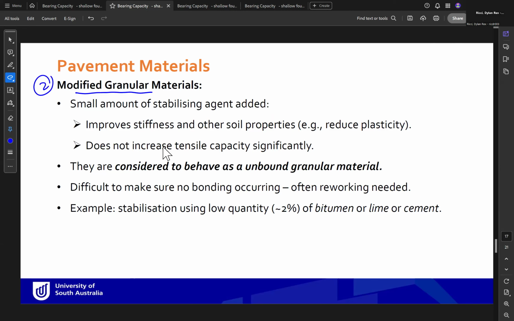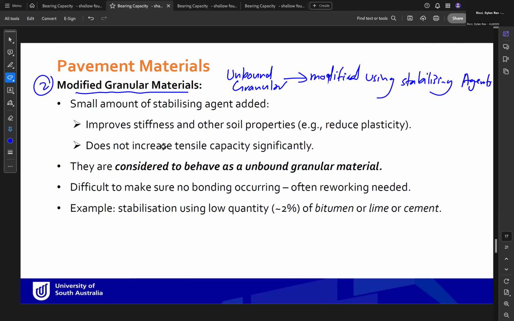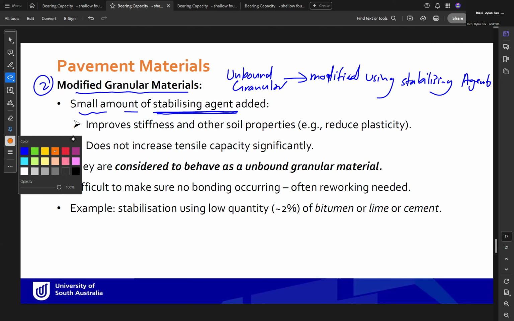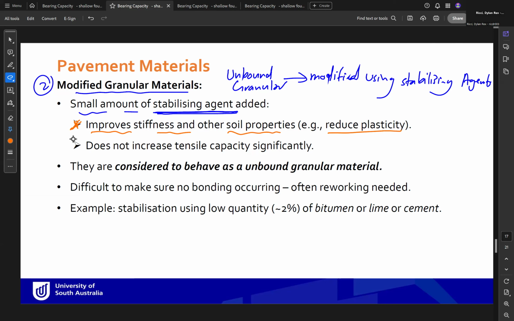The next one is the modified granular material, which is unbound granular material but modified using a stabilizing agent. A small amount of stabilizing agent is added to the unbound material to improve stiffness and other soil properties. For example, it reduces the plasticity of the material, but still doesn't increase the tensile capacity significantly. So the advantage of modified over unbound material is the stiffness and other soil properties such as the plasticity.